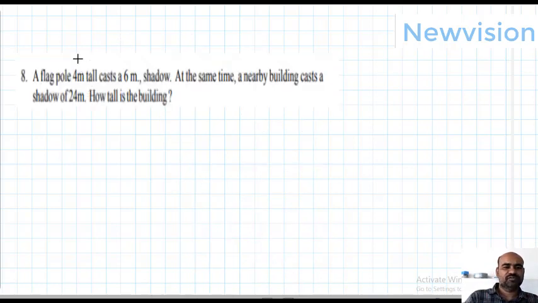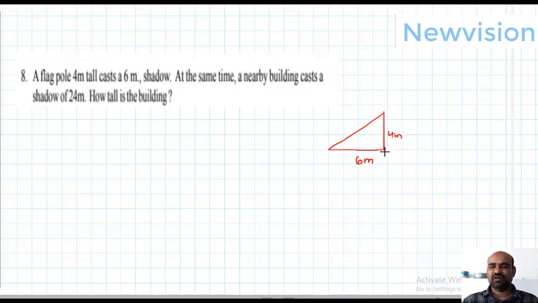Next, 8th problem. A flagpole 4 meters tall casts a 6 meter shadow. At the same time, a nearby building casts a shadow of 24 meters. How tall is the building? This is also an easy problem. For example, this is the flagstaff, making a shadow of 6 meters. This is 4 meters tall, on the same ground.